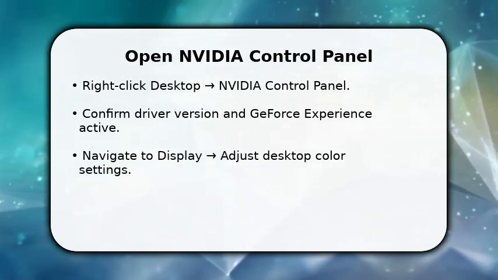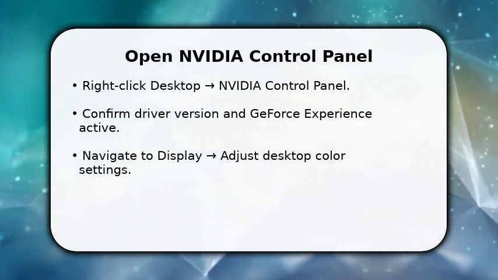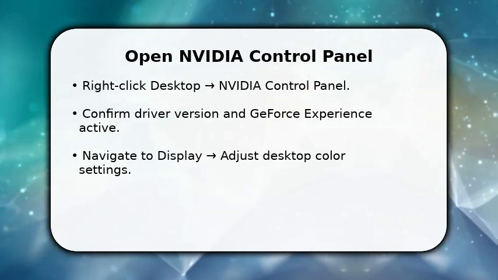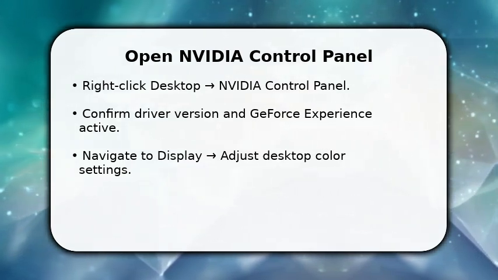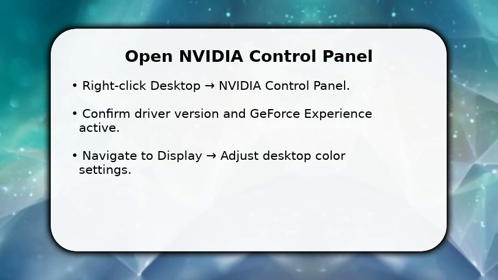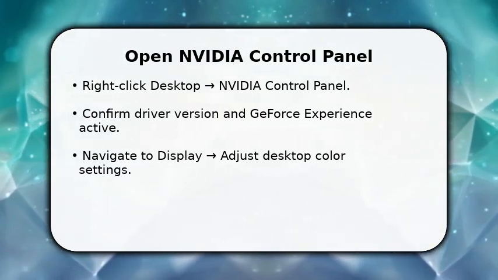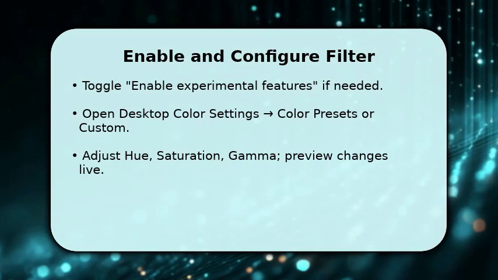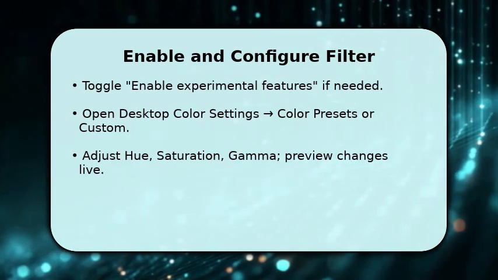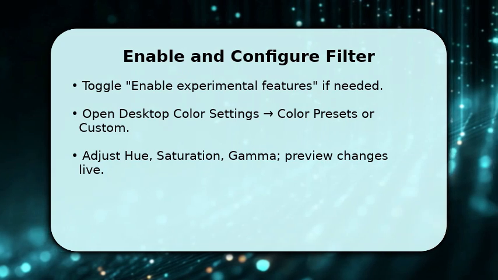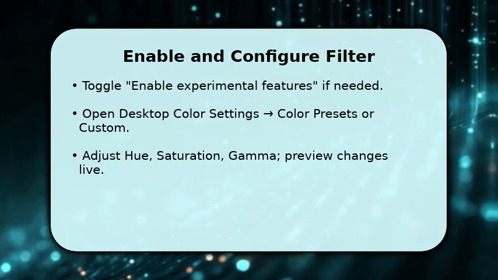You'll go to Display, then adjust desktop color settings to access filters. This step prevents applying filters to the wrong output and explains why setup precision matters. Accurate selection avoids color mismatch later. You'll enable the color filter feature and, if required, turn on experimental features to reveal advanced controls.